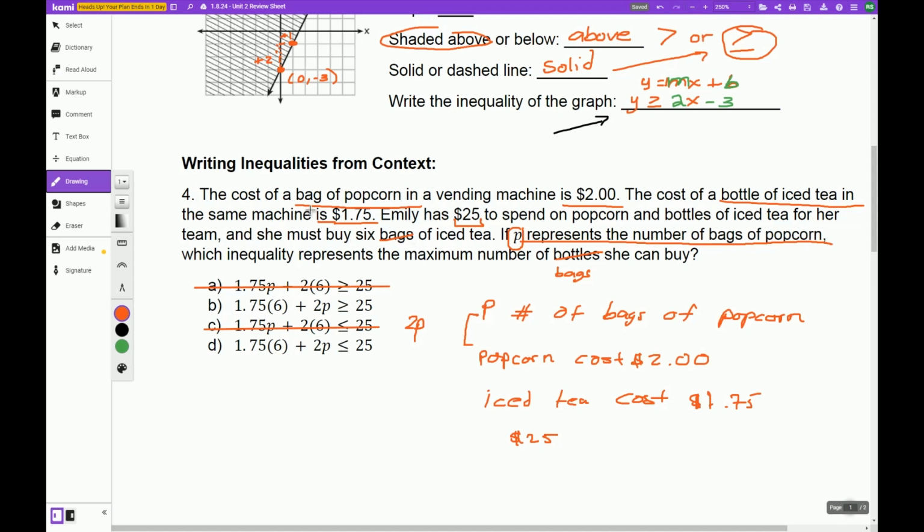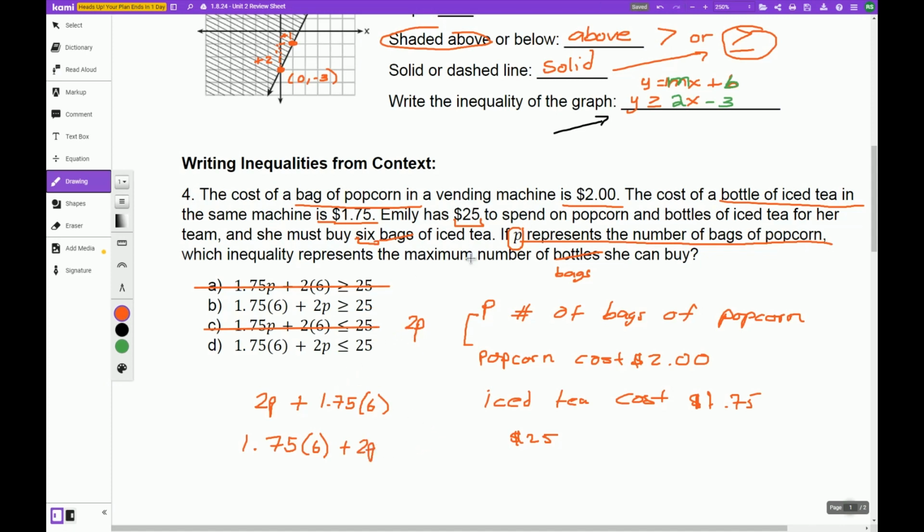And then we also know that she has to buy 6 bottles of iced tea. And the iced tea is $1.75. So if the popcorn is 2p and the iced tea is $1.75, but she has to buy 6 of them, we multiply that by 6. And if you add that together, that's how much she's paying in total. So is there any one of them that looks like that? Both B and D have 2p plus 1.75 times 6. It is in a different order, so we can rewrite it: 1.75 times 6 plus 2p.